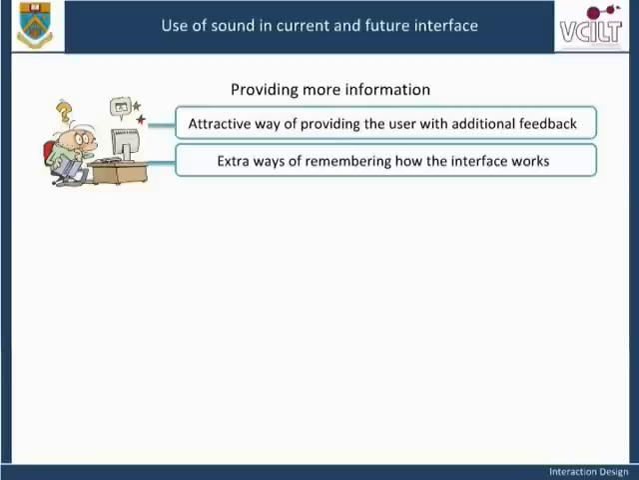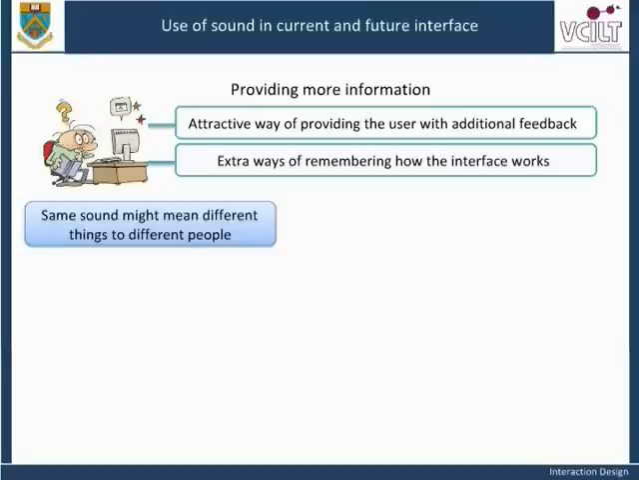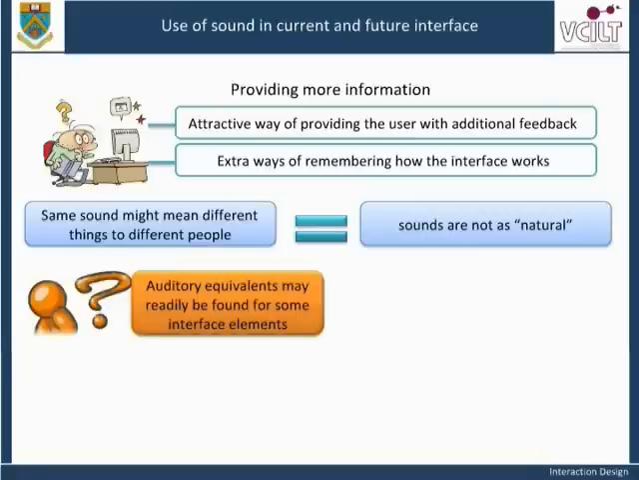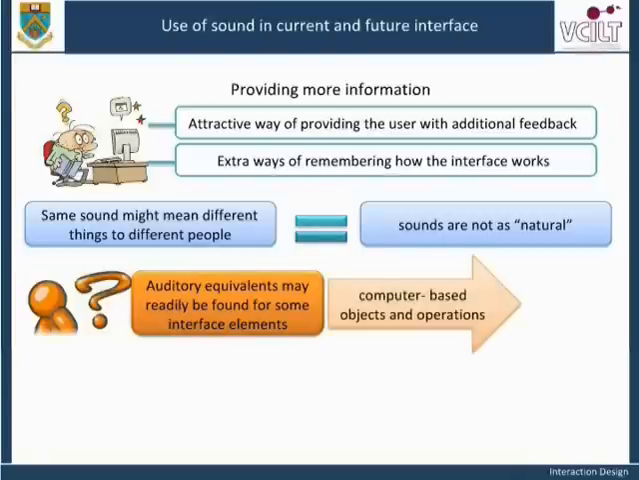One is that the same sound might mean different things to different people, so the sounds are not as natural as they first seem. Another problem is that, while auditory equivalents may readily be found for some interface elements, there are a great many computer-based objects and operations for which no real-world audio counterpart exists.